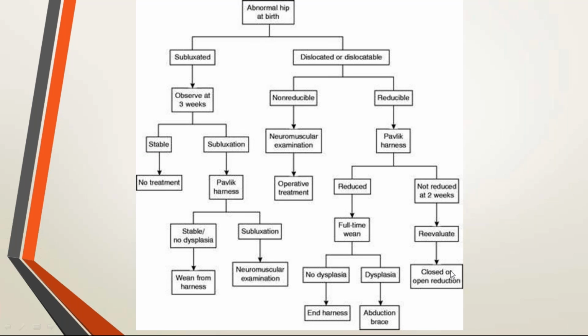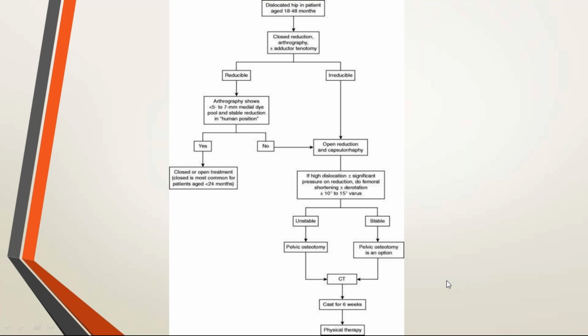The basic theme of this flowchart is that you will have to divide the hip into subluxated or dislocated forms. Subluxated, observe for 3 weeks. If it is stable, no treatment. At the end of 3 weeks, if it is subluxating, go on with Pavlik harness. Dislocatable hips, non-reducible hips, right away go with operative treatment. Reducible hips, go with Pavlik harness. And if they are not maintaining the reduction, again closed or open reduction.